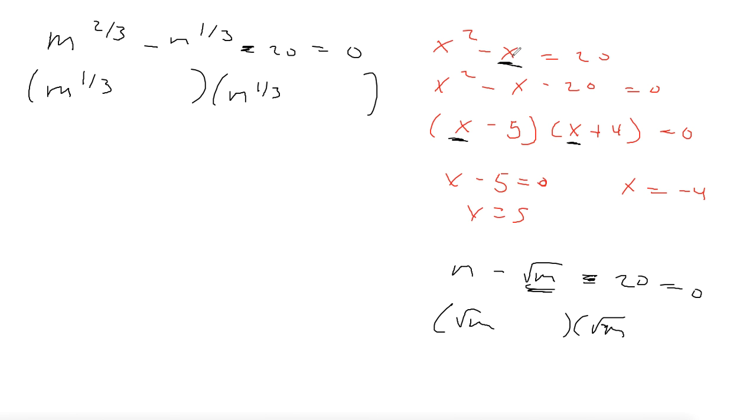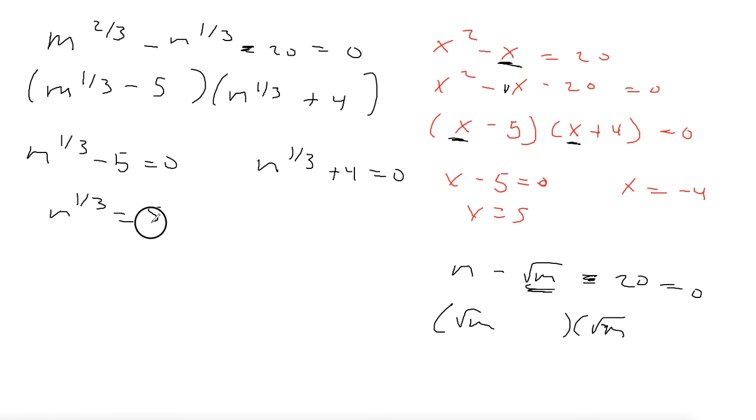And then other than that, you're thinking of it the exact same as this problem. What multiplies to negative 20 and adds to be negative 1? So same, negative 5 and positive 4. And now we can set those to 0 and solve them. So we'll bring this 5 over. m to the 1/3 equals 5.